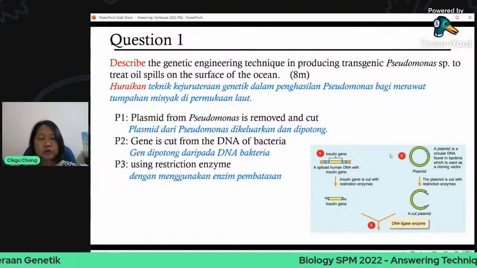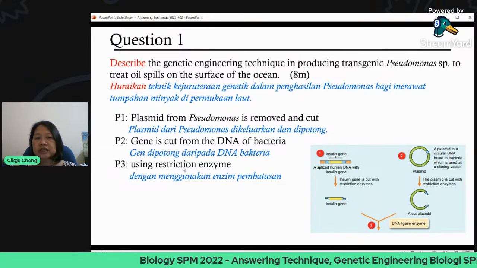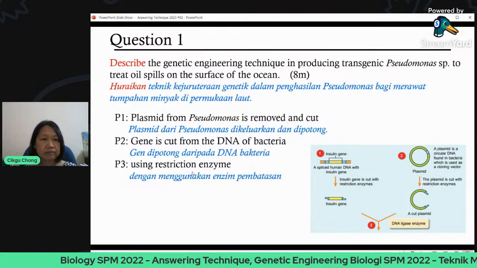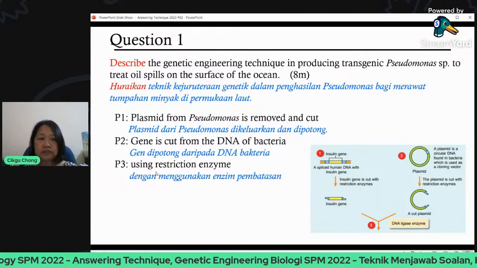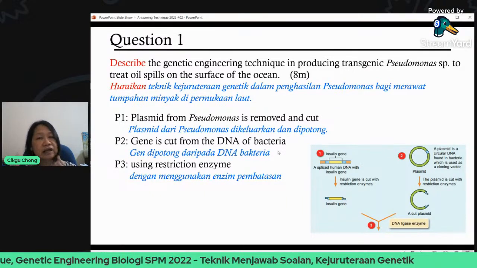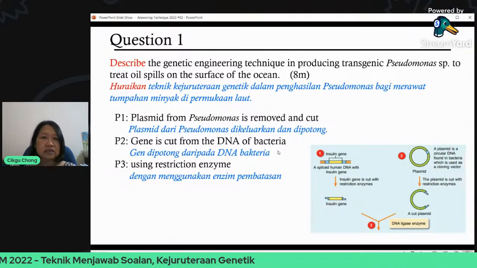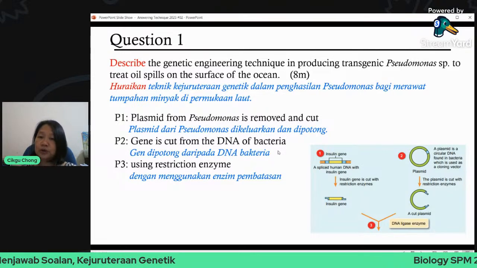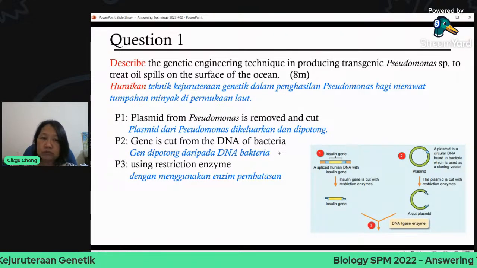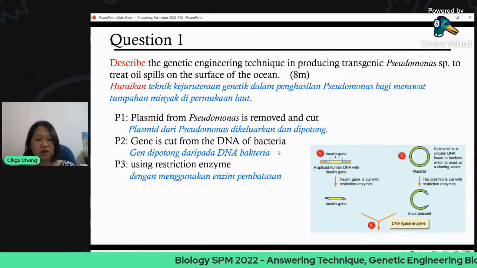And then you use the enzyme called restriction enzyme. Even by mentioning the name of the enzyme, you will get your mark, okay? Using restriction enzyme to cut, actually you don't cut using scissors, you can't cut it using scissors because it is too small. The molecule of DNA is minute. So you have to use an enzyme to remove. Okay, we call it to cut, in other words, cut in inverted commas.